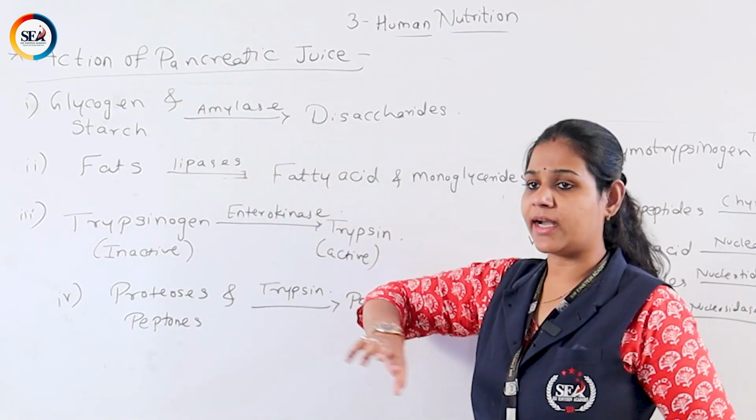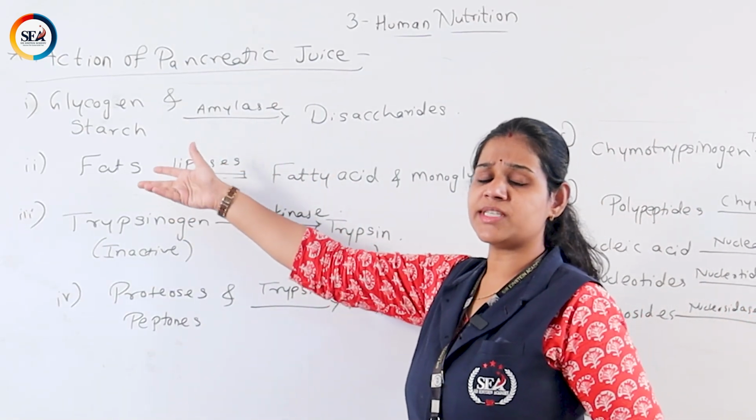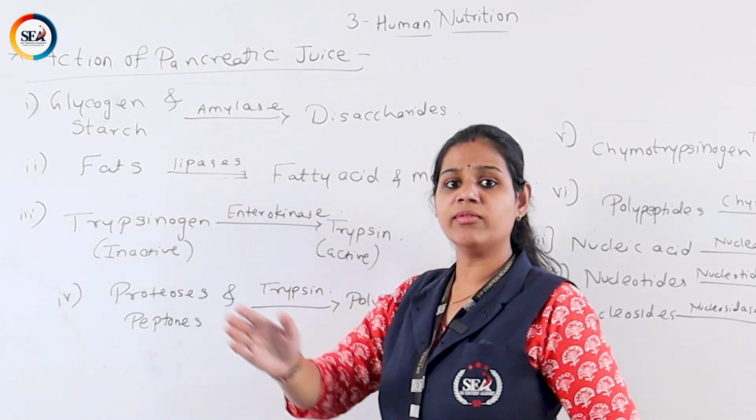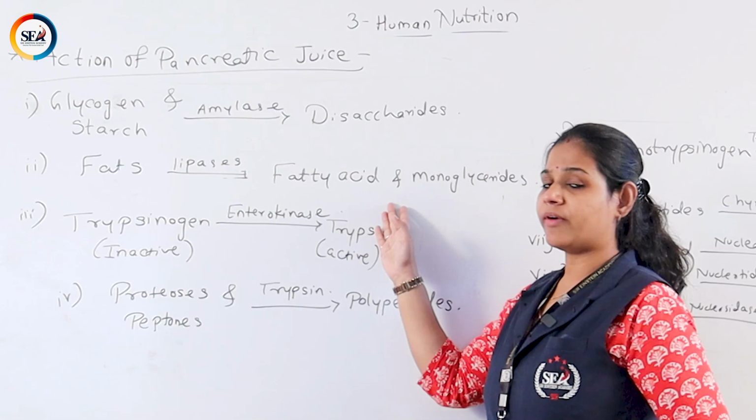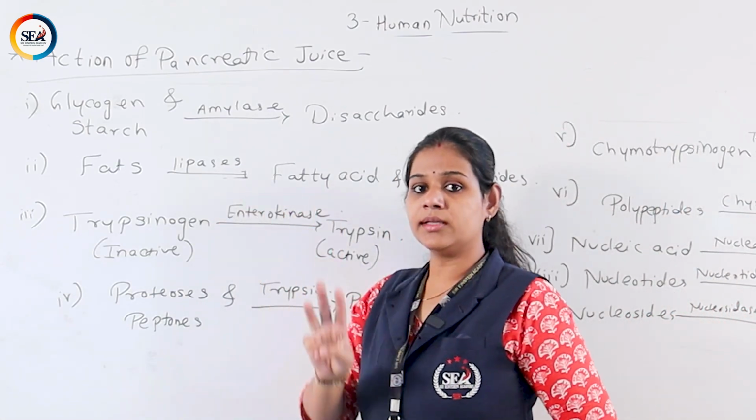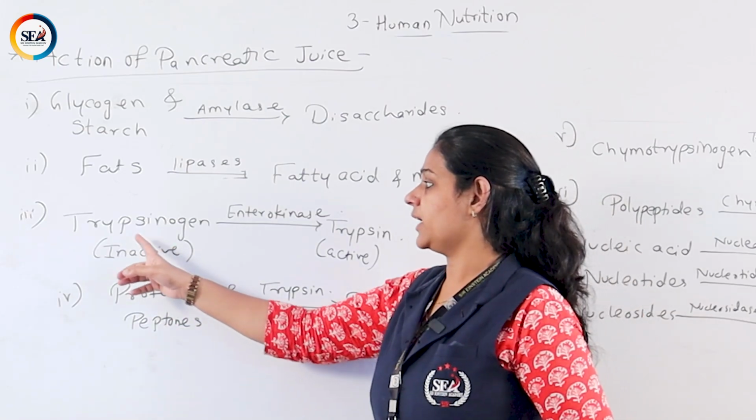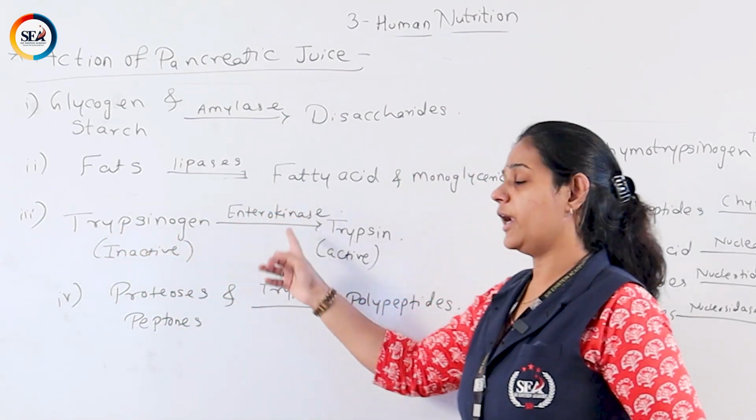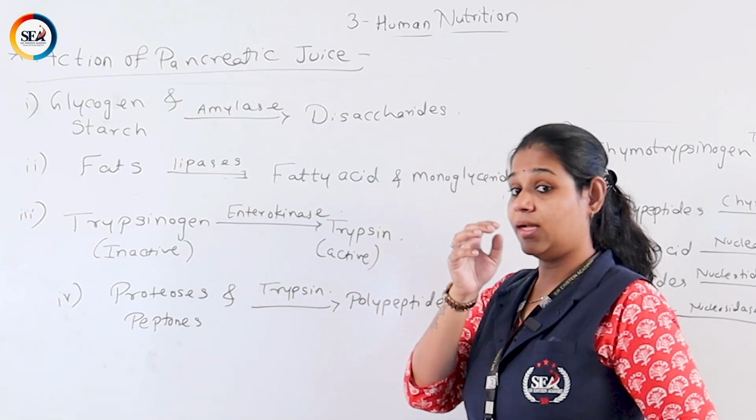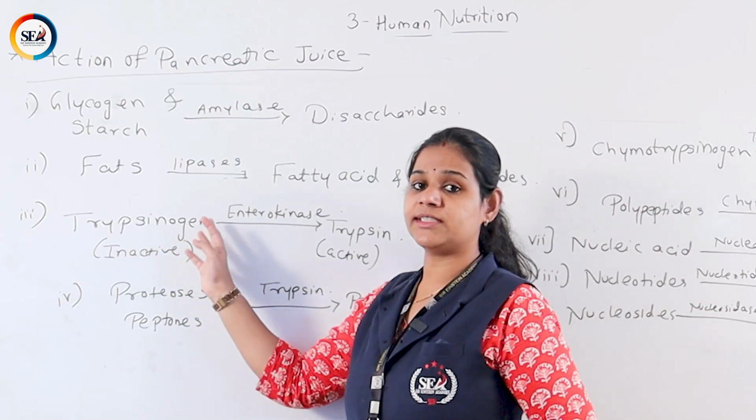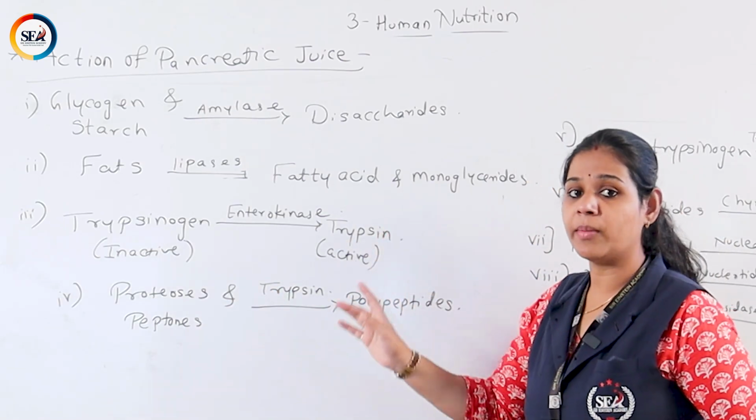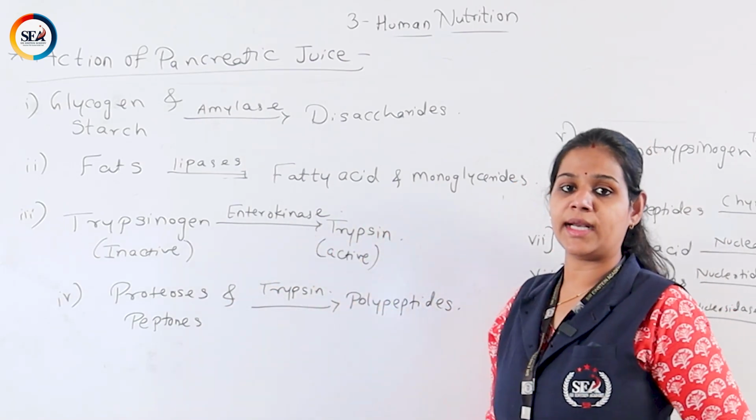Amylase. Second, fats. The enzymes which act on fats are called lipases, that is, breakdown of lipid. Fats are converted into fatty acids and monoglycerides with the help of the enzyme lipases. Thirdly, trypsinogen, the inactive form which we have already seen, is converted into trypsin, the active form, with the help of the enzyme enterokinase.